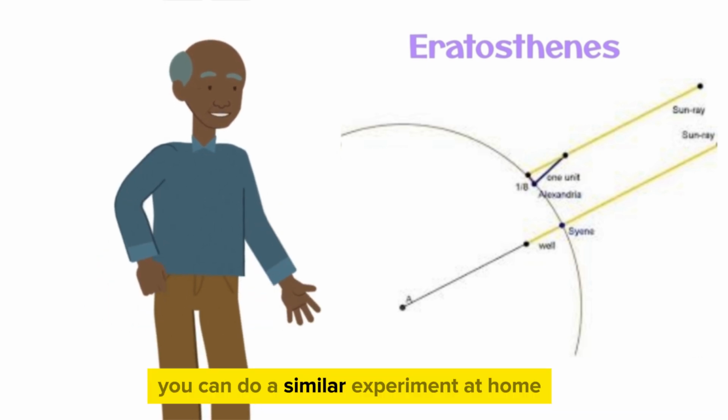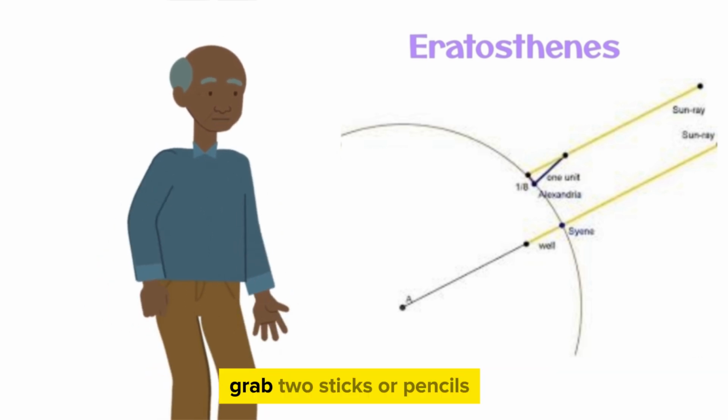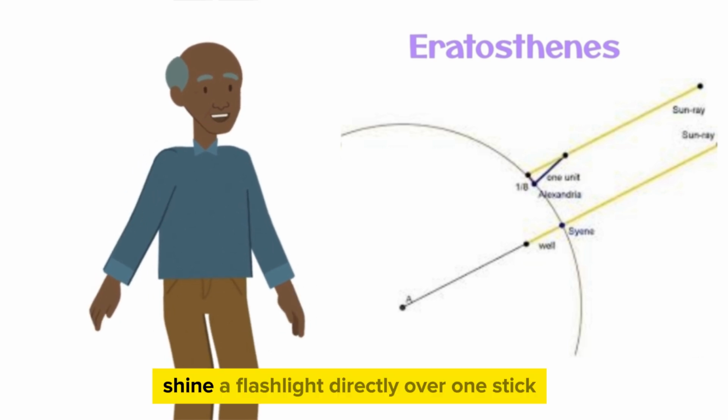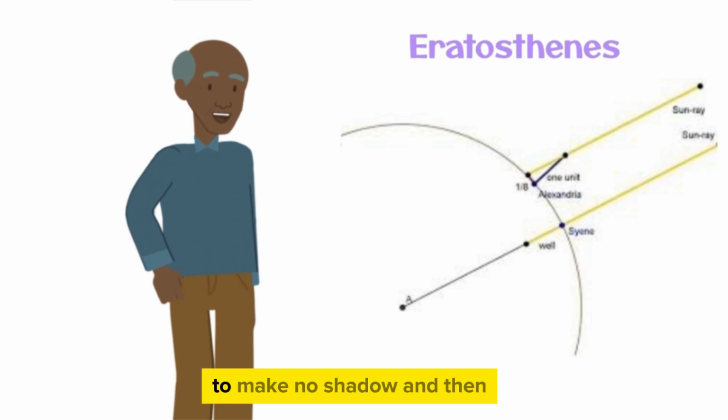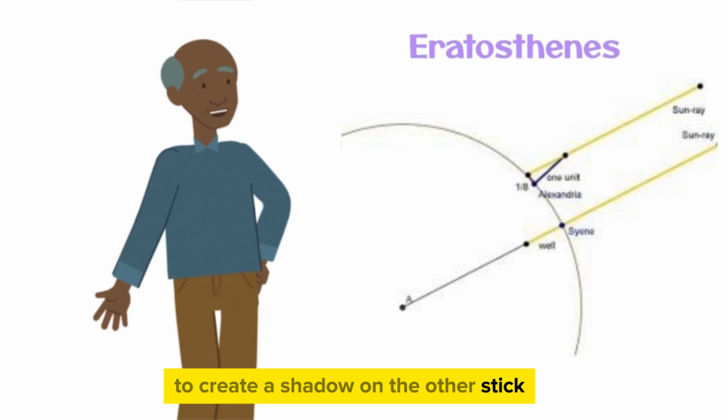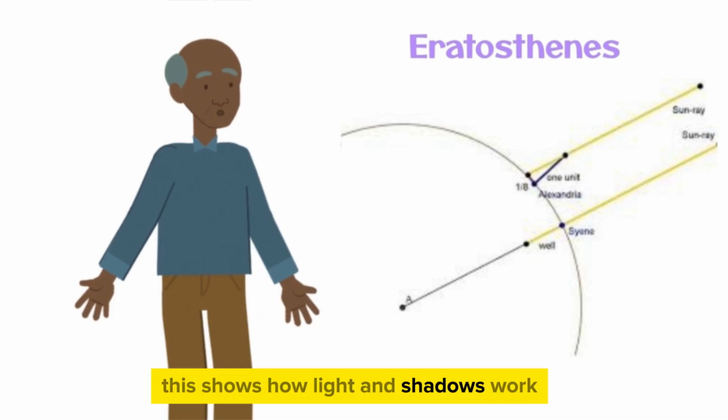You can do a similar experiment at home. Grab 2 sticks or pencils and place them upright in 2 spots. Shine a flashlight directly over one stick to make no shadow, and then tilt the flashlight to create a shadow on the other stick. This shows how light and shadows work on a round surface, just like on Earth.